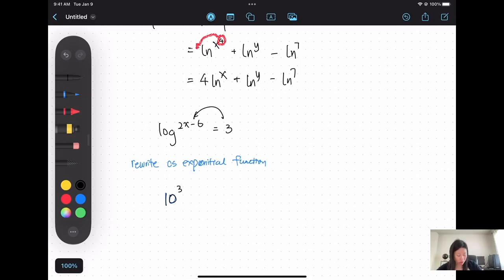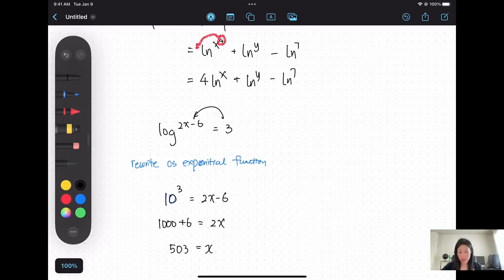So I have 10 to the 3rd is equal to 2x minus 6. And then I can solve for x, which is 1000 plus 6 equals 2x. Divided by 2 on both sides, I have 503 equals x. So that would be our solution.